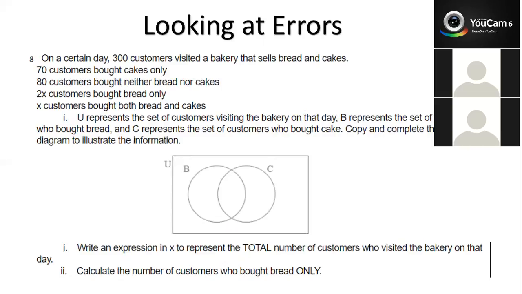So 300 represents the total number of customers. Good. Total number of the customers. All right. Or I could say, when you perform the union of cakes and bread, that would be the total number. Good. All right. So if we're using set language, this is how to do it.